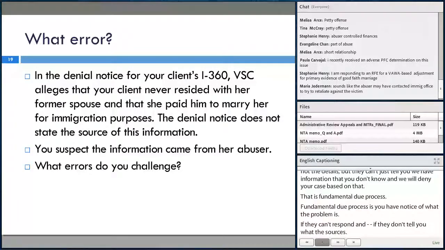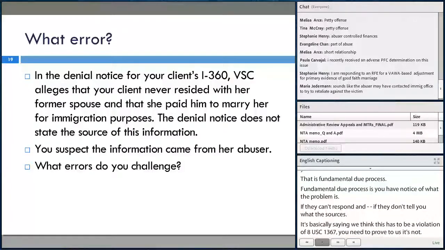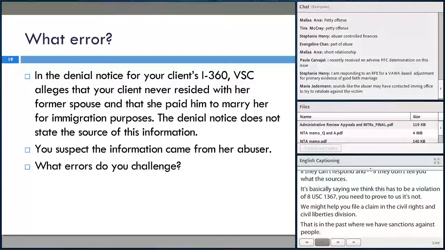And in fact, we might help you file a claim with the Civil Rights and Civil Liberties Division of the Department of Homeland Security on that kind of case. That's in the past where we've gotten some sanctions against people for using this information. And if nothing else, maybe we're wrong, but at least this should prompt them, given their possible sanctions, to tell you what the source of information actually is.